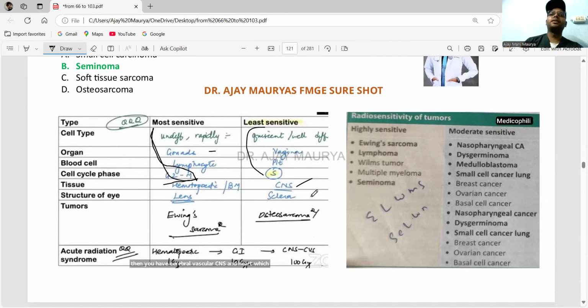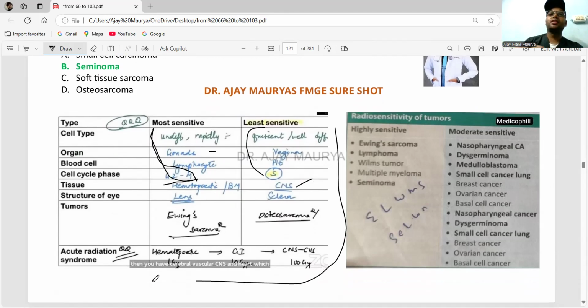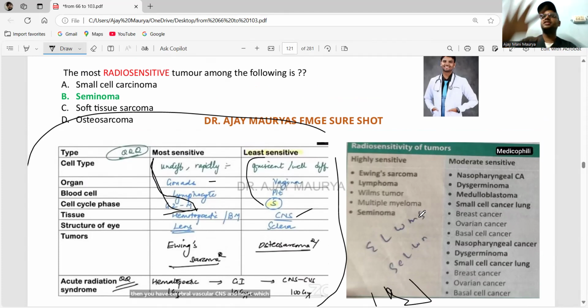Remember here, learn this table by heart. If you learn this table by heart, you will get one MCQ in your examination. Now just keep one MCQ in your pocket.